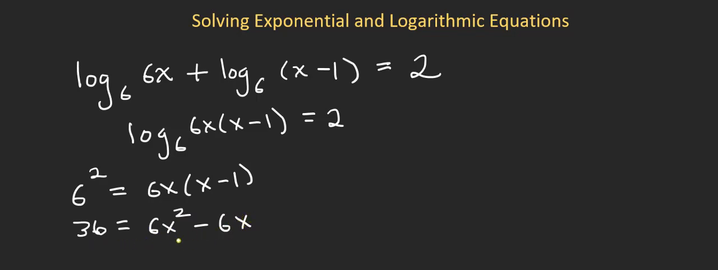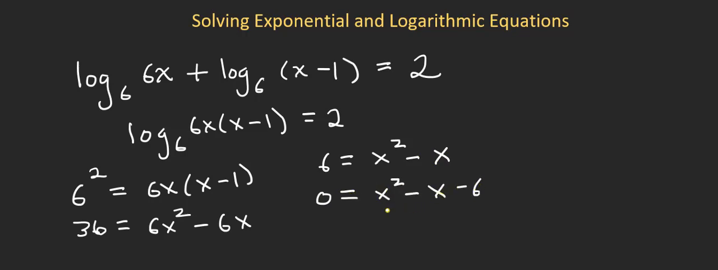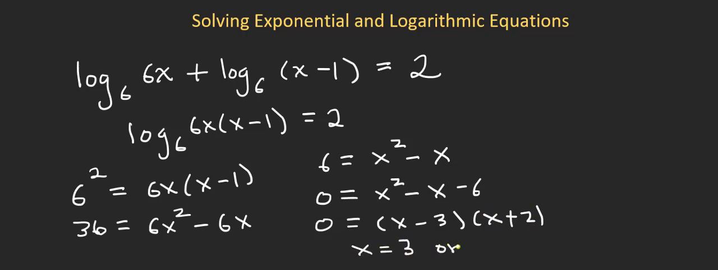What I like to do is divide everything by 6. You could do that because this is an equation. And you end up getting 6 is x squared minus x. And moving 6 to the other side, you could solve this quadratic equation by factoring. So you end up getting x equals 3 or x equals negative 2.